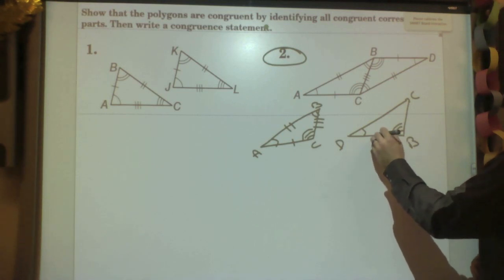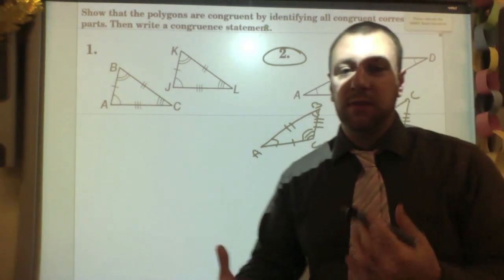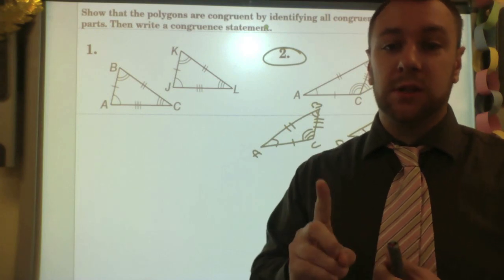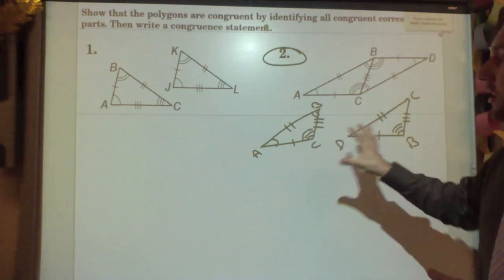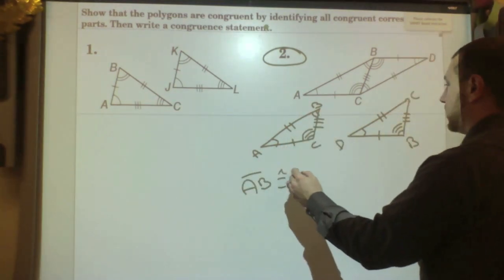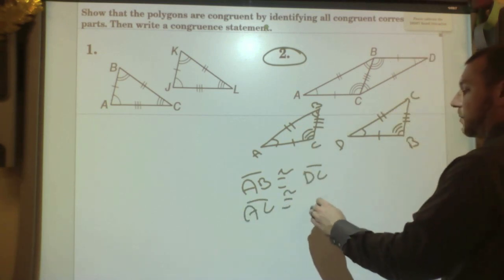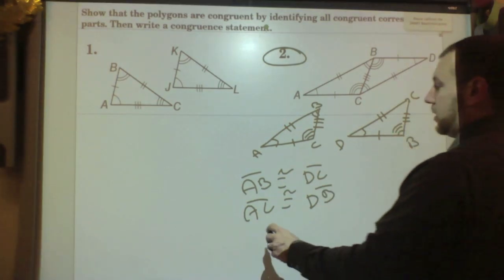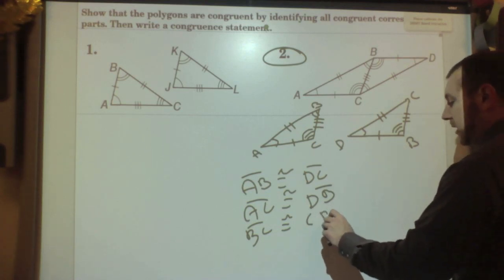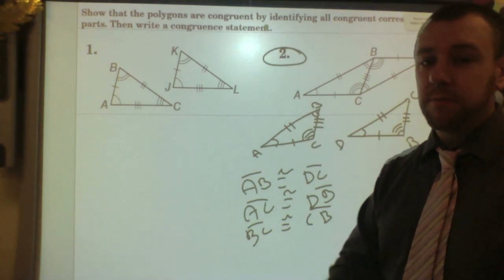So the trick is that now, because they have the overlap, naming the angles, we need to use 3 letters versus just the 1. The sides are going to be the easy part. Once we rotate it, AB is going to match up with DC. AC is going to match up with DB. And BC is going to match up with CB. You notice BC, now CB, because I rotated the figure.